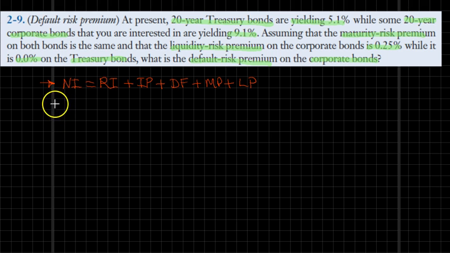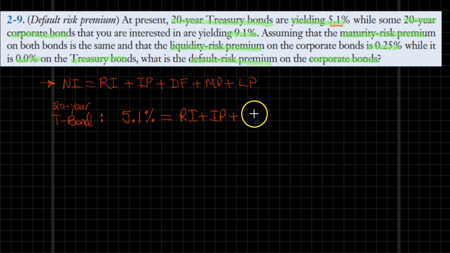So for the 20-year treasury bond, the formula will be used as follows. We are already given that the nominal interest rate is 5.1% for the treasury bond. That is equal to the real risk-free interest rate, which is not given in the problem, so we will just leave it as it is. The inflation premium is also missing in the problem, so we'll also leave it as it is. Plus the default risk premium, which is assumed to be 0 for the treasury bond.